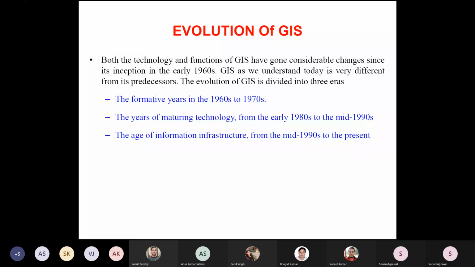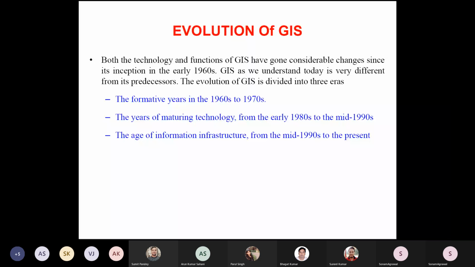Okay. Now we are coming back to the present GIS, where we consider GIS, Geographic Information System, as a computer-based system to solve the problems that are related to location. The whole evolution of GIS can be divided into three eras: formative years, years of maturing of technology, age of information infrastructure. Write down all these 3 points that are mentioned over here. Write down the heading evolution of GIS and note down all these 3 eras.